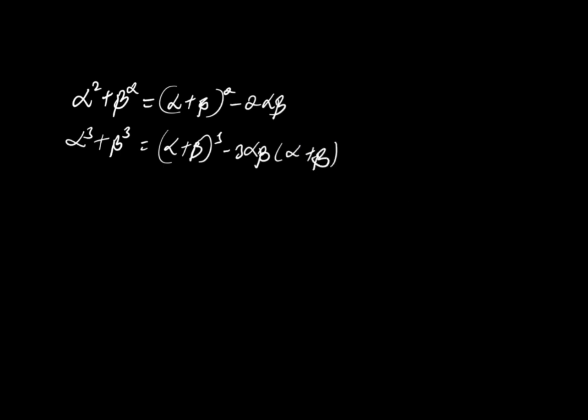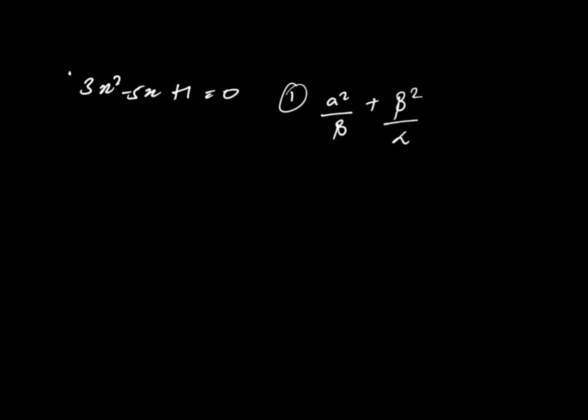times alpha plus beta. Now if I have, for example, alpha minus beta squared, this would be equal to alpha plus beta squared minus 4 alpha beta. And therefore, when we are working out, these are the expressions that we are going to be mostly basing on. Therefore, let's try out one example.